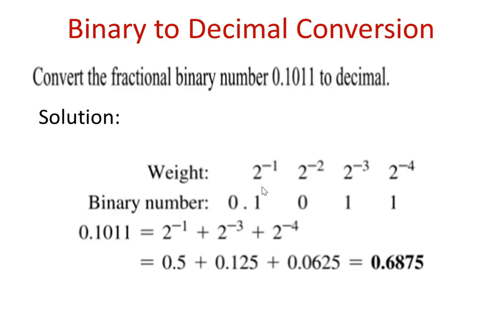1 by 2 value is 0.5. Similarly, 2 power minus 3 is 1 by 2 power 3, which is 0.125. And similarly, 2 power minus 4 is 0.0625. By summing all these things, we will get 0.6875, which is the decimal equivalent of this fractional binary number.